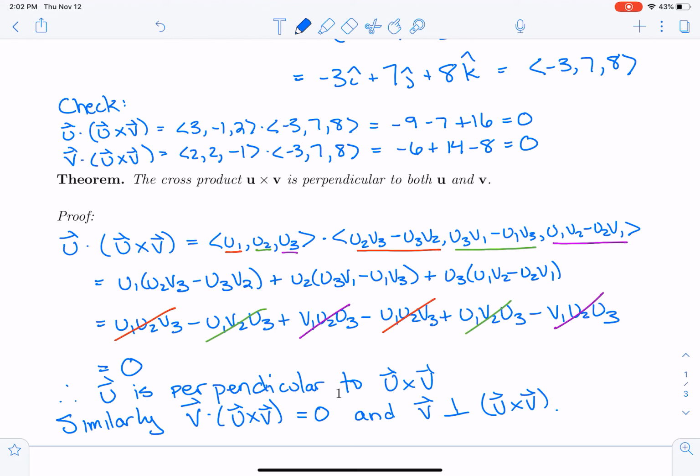So one context in which we can use cross products is if we have two vectors and we want to find a third vector that is perpendicular to the first two, we can use cross products to find that perpendicular vector. Okay, let's use this information to give us some other facts.